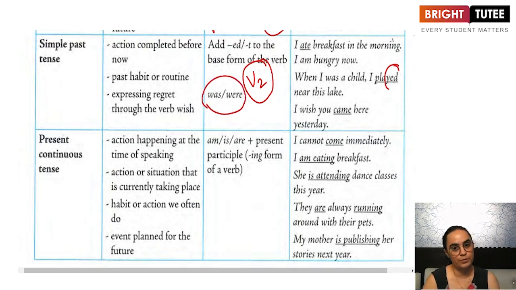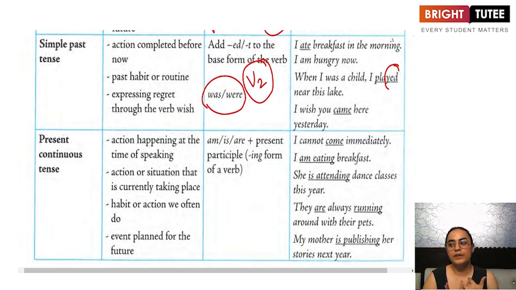Was and were. So either the sentence will have a second form along with the subject, or if it does not have a main verb, it will have either was or were along with the subject. Now, when do we use the simple past tense?